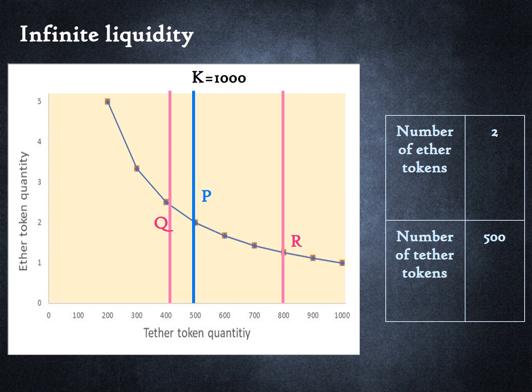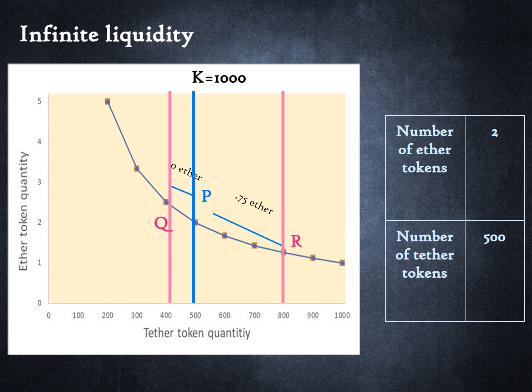First, we will determine the quantity of Ether between point P and point R. If a trader wishes to sell 300 units of Tether to reach point R, he is going to get 0.75 Ether in return to maintain equilibrium. Hence, between point P and R, we can deduce that there are 0.75 units of Ether. What about between point P and Q?